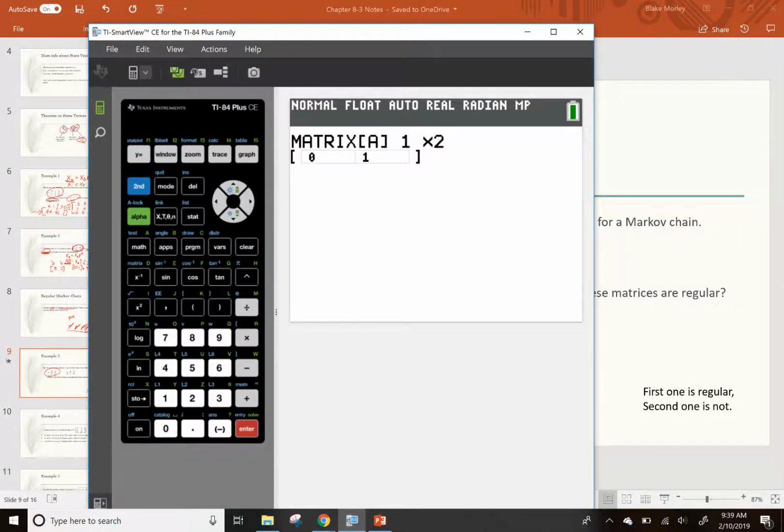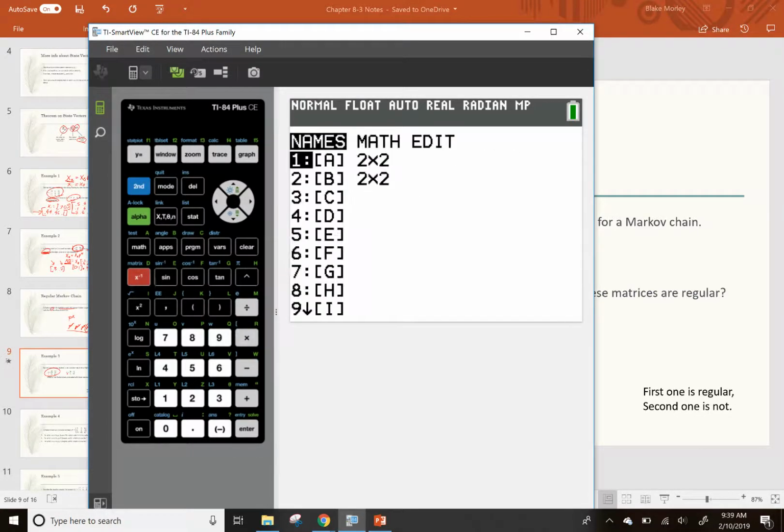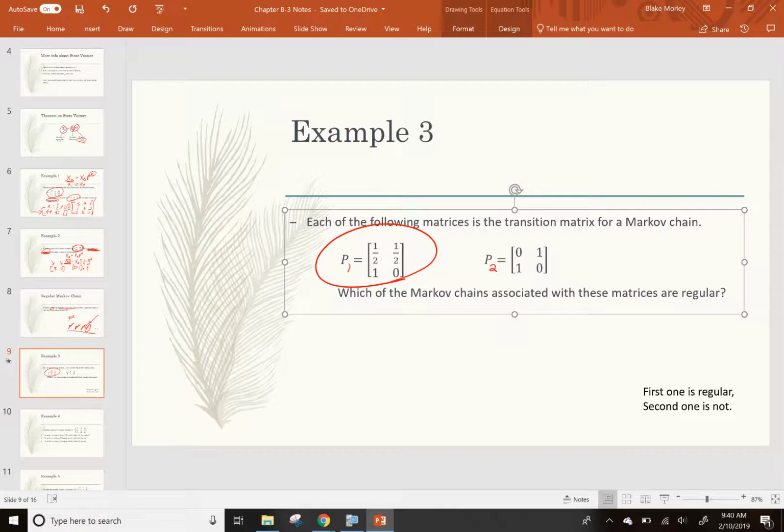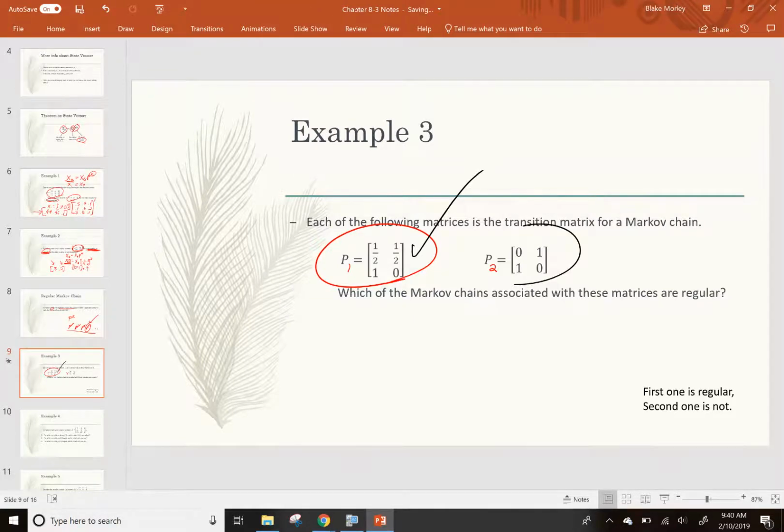I'm going to type this in as a 2x2, 0.5, 0.5, 1, 0. And I'm just going to take that matrix and raise it to a couple powers. So, second power. Now already you notice that just taking it to the second power, I have every entry being positive: 0.75, 0.25, 0.5, and 0.5. They're all positive numbers. They're all bigger than 0. So that tells me that this matrix is regular. We're good there. Now let's check this one.